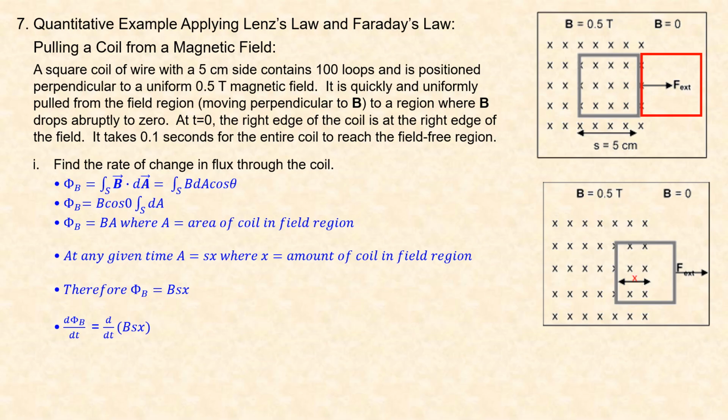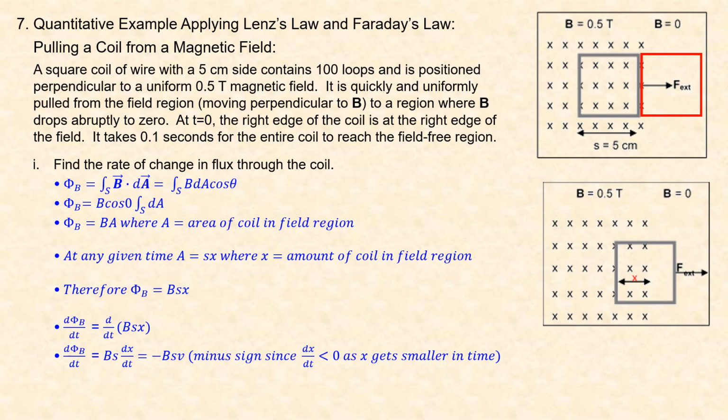If we want to find the time rate of change of magnetic flux, that is the first derivative of the magnetic flux with respect to time, we will take the first derivative of it. And you will notice here in this expression BSX that the field B does not change in time. It's constant in time. S, the length of the side of the coil, doesn't change in time. So the only variable there that changes in time is this position X. So we will take the first derivative of X with respect to time. And when we do that, you will notice that dx/dt is simply the speed with which the coil moves.